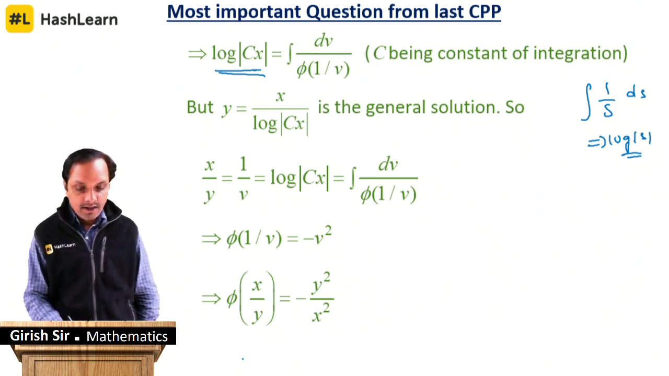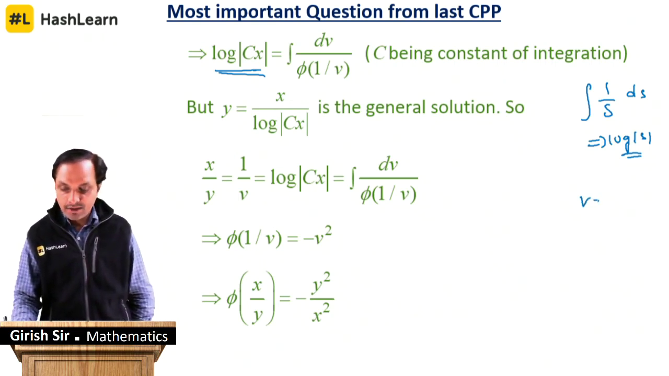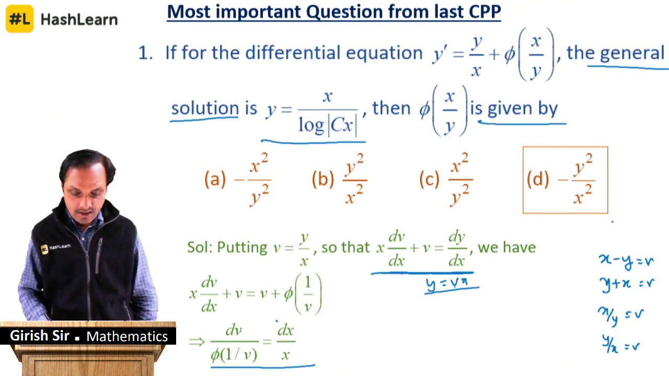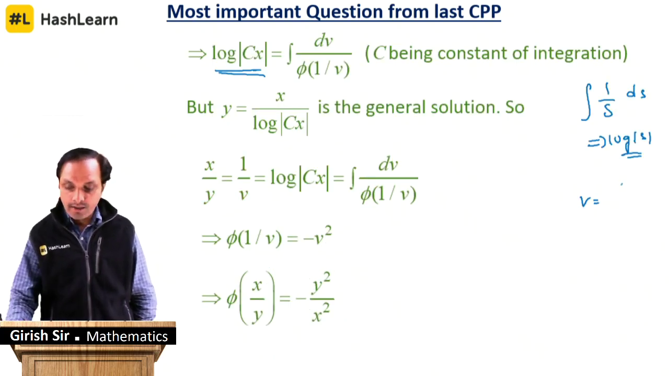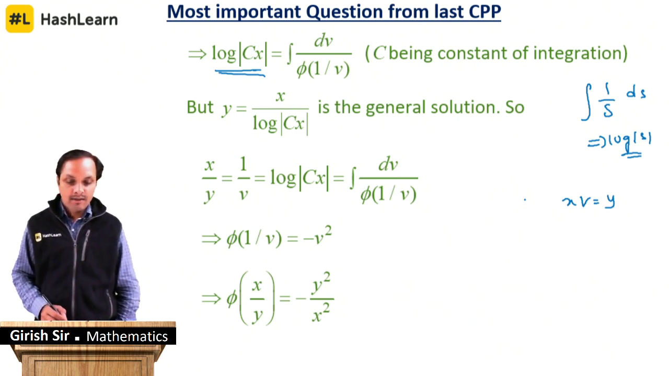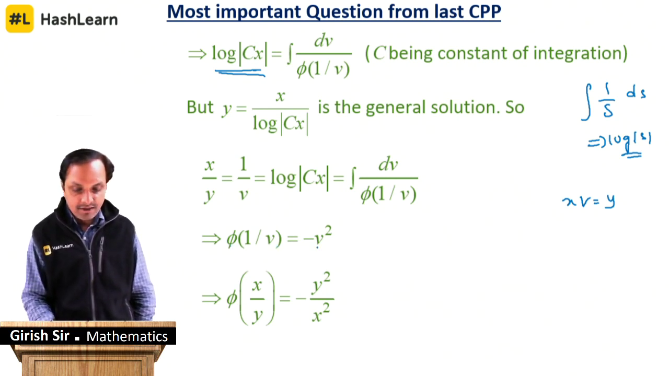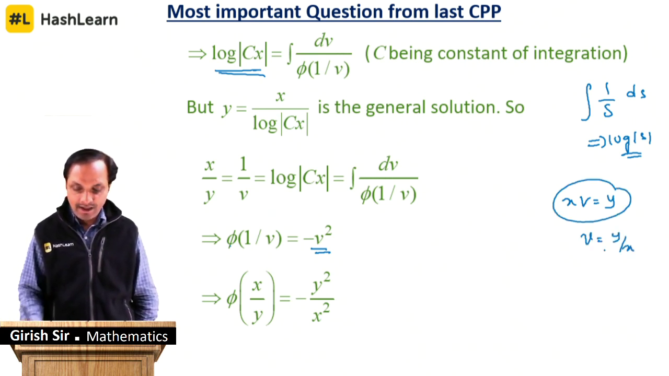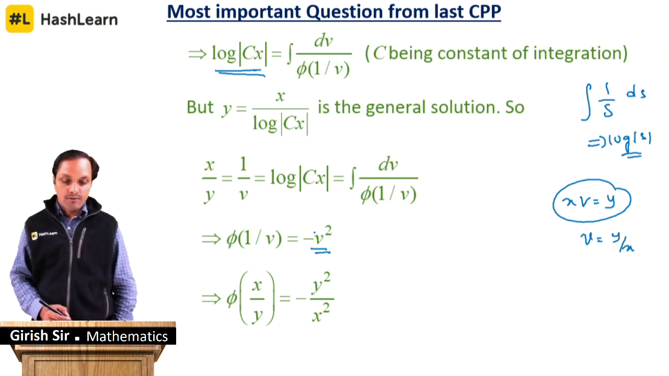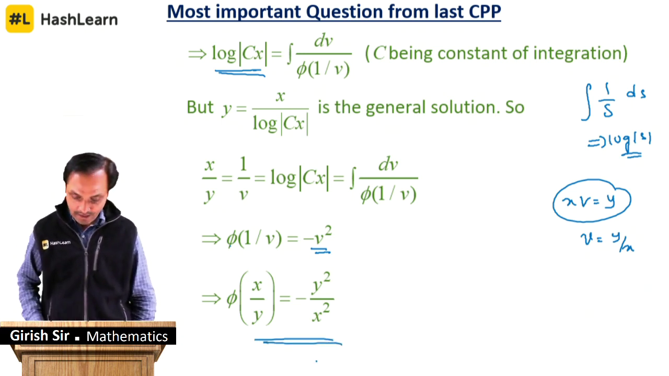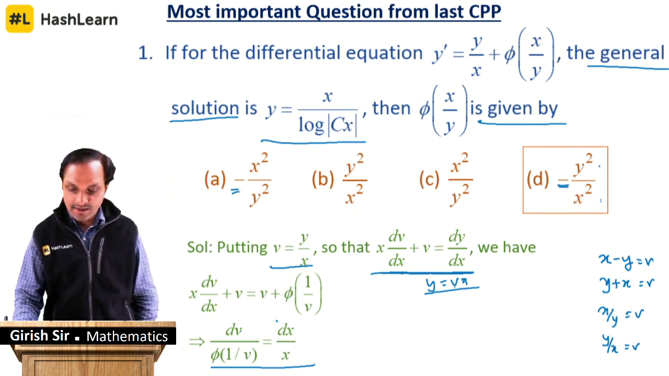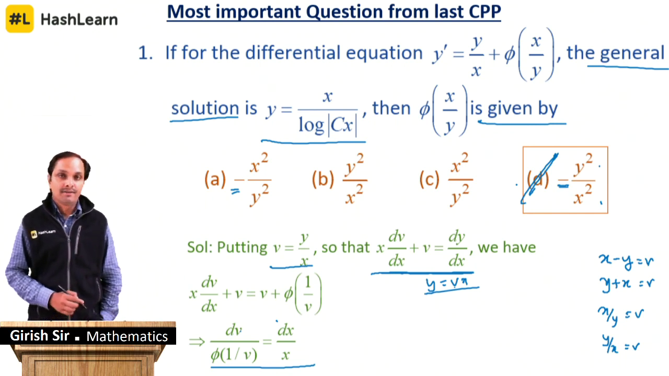After that, replace v is equal to y by x, or you can replace y is equal to v into x. Once you substitute, you will get pi of 1 by v is equal to minus v square. So what is v? Y by x. V square will give you y square by x square with negative sign, and that is in option D, which will be your answer.